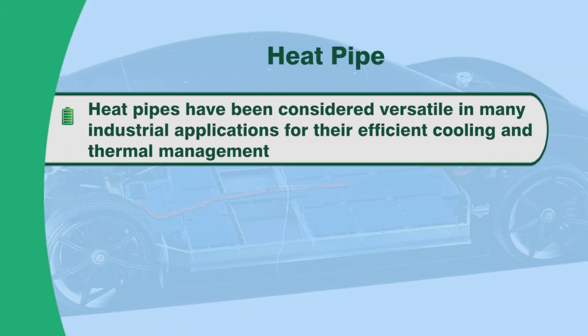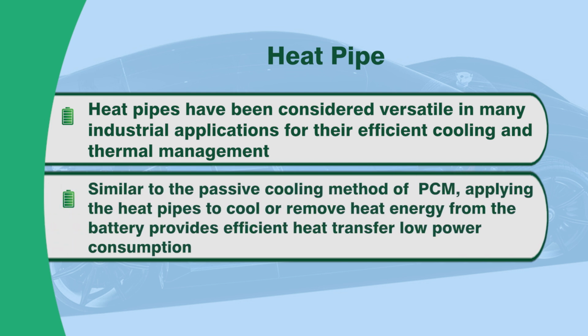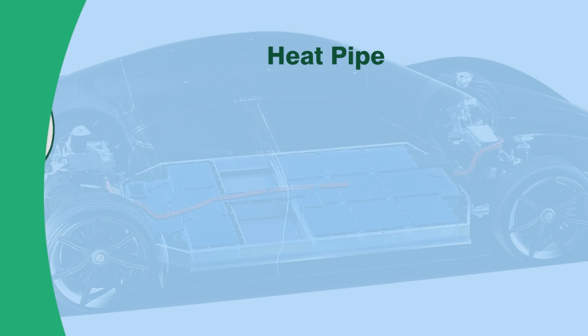Next, we also have another type of arrangement to effectively cool and maintain the temperature of the battery within a certain limit, which is called the heat pipe. Heat pipes have been considered versatile in many industrial applications for their efficient cooling and thermal management. Similar to the passive cooling method of phase change materials, applying heat pipes to remove heat energy from the battery provides efficient heat transfer and low power consumption.